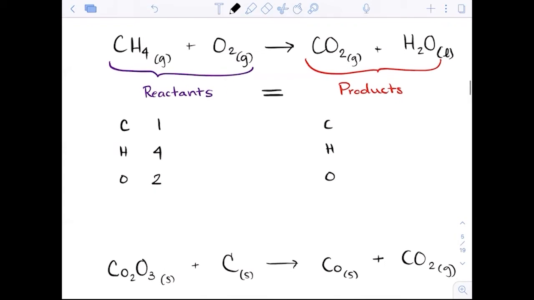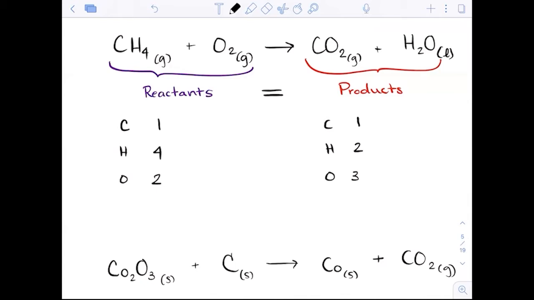Now do the same process for the product side. I have 1 carbon, I have 2 hydrogens, and don't forget, oxygen appears on 2 different products. So when it appears on 2 different products, we will add. I have 2 from carbon dioxide and I have 1 from water. So total, 3 oxygens. Now here's a tip and trick of the trade. You don't have to do this, but it makes life a little bit simpler.